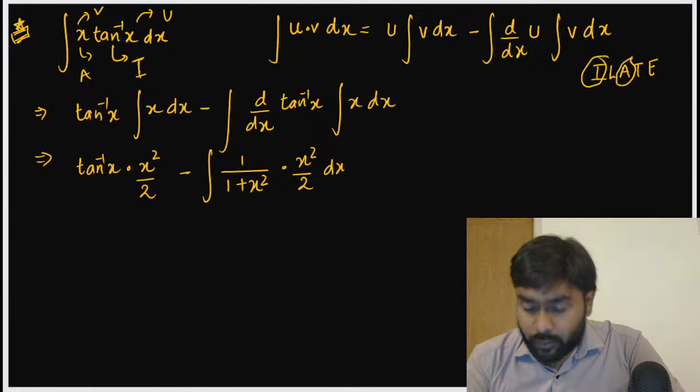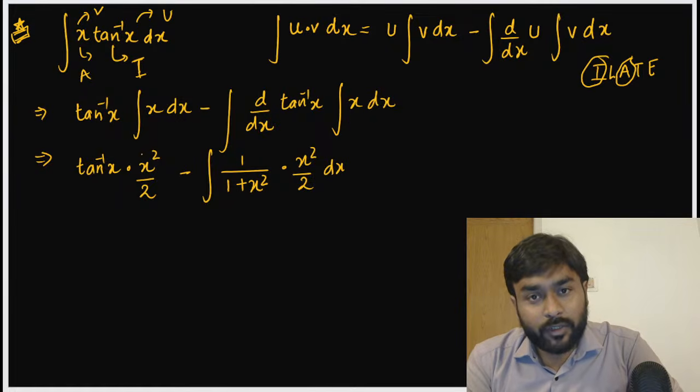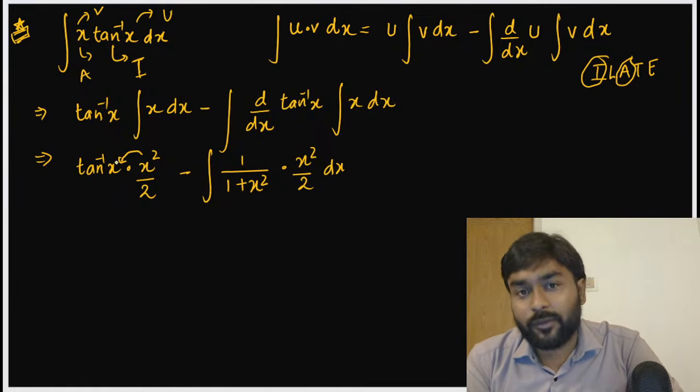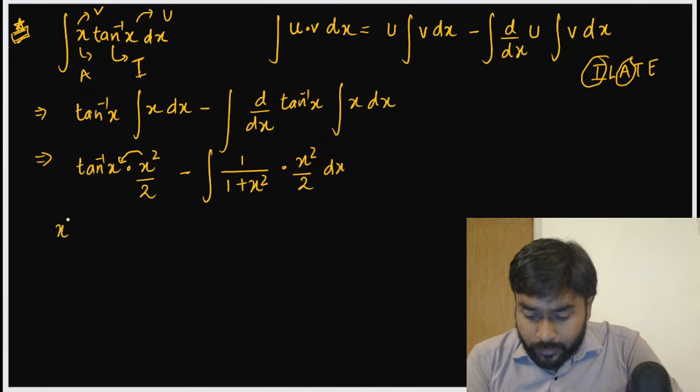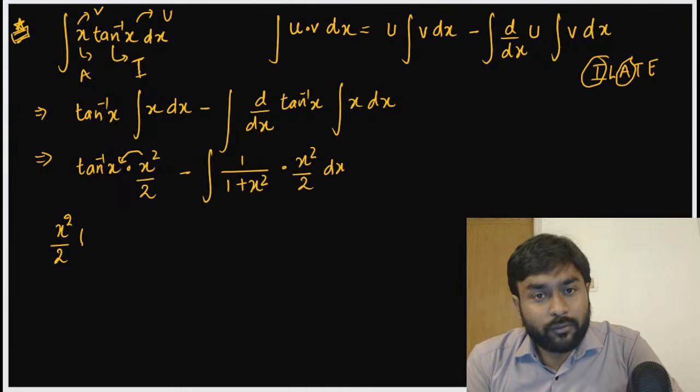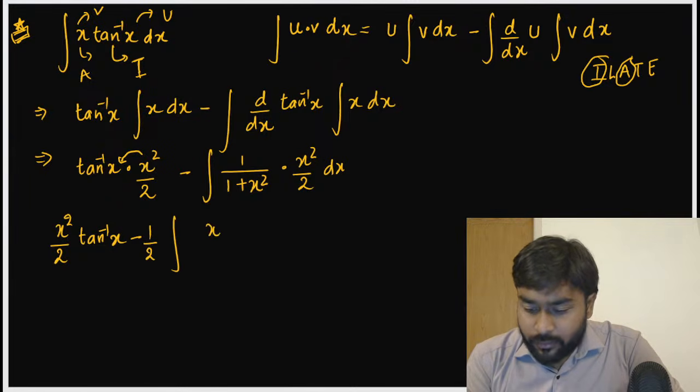Now what will we do? This 2 will be out. Here x square by 2, if you multiply it with x, it will be wrong, so you can't multiply with x. So x square we will write first: x square by 2 tan inverse x. Here what can we write? Minus 1 by 2, then x square by 1 plus x square dx.